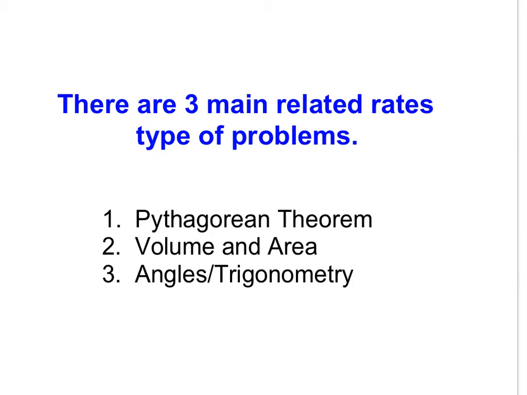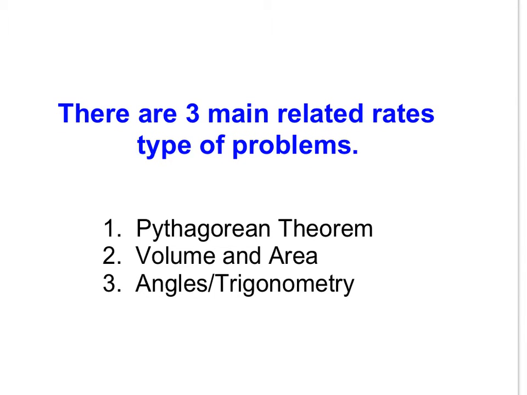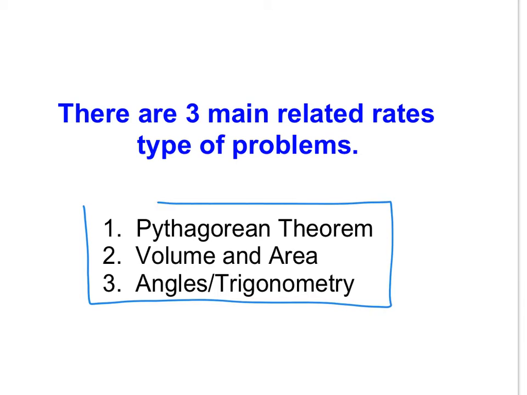Okay, so in class today we learned how to set up problems. Now today what we are going to do is learn how to solve some of the most common related rates problems. And these are the three most common scenarios you will see. A Pythagorean theorem used where you know possibly two sides of the triangle and the missing side, like the ladder falling down a wall. Volume and area.